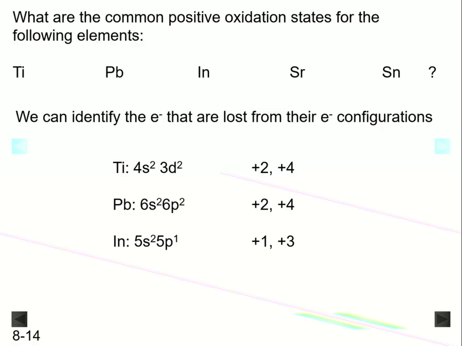For indium, we have the 5s2, 5p1 as the valence configuration. In this case, the p can get lost, so that'll be a +1 state, or the p plus the s, and that'll be the +3 state. So for indium, we have +1 and +3 as the most common oxidation states for that element. Indium-1 and indium-3 ionic compounds are common.